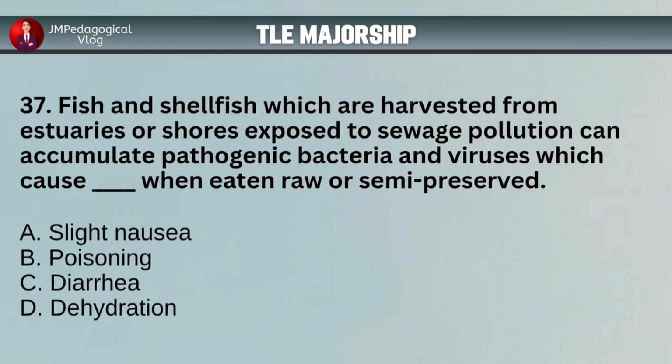37. Fish and shellfish which are harvested from estuaries or shores, exposed to sewage pollution, can accumulate pathogenic bacteria and viruses, which cause blank when eaten raw or semi-preserved. A. Slight nausea. B. Poisoning. C. Diarrhea. D. Dehydration.